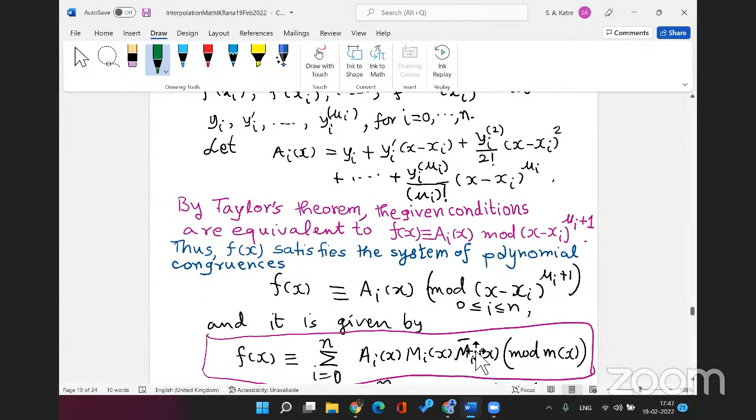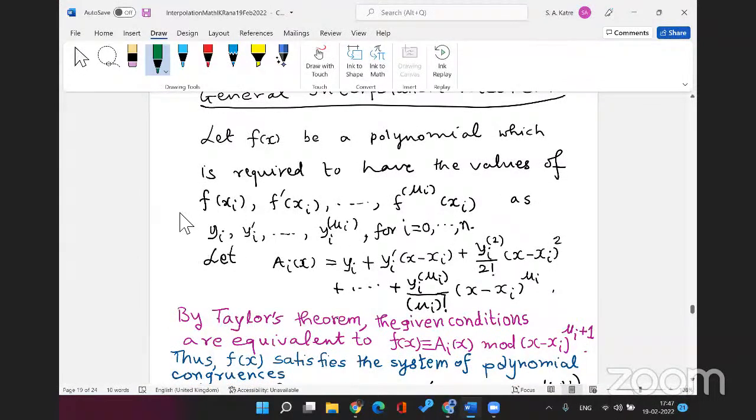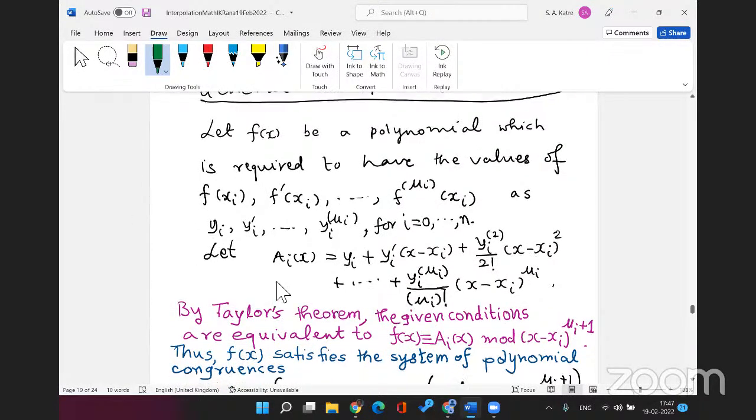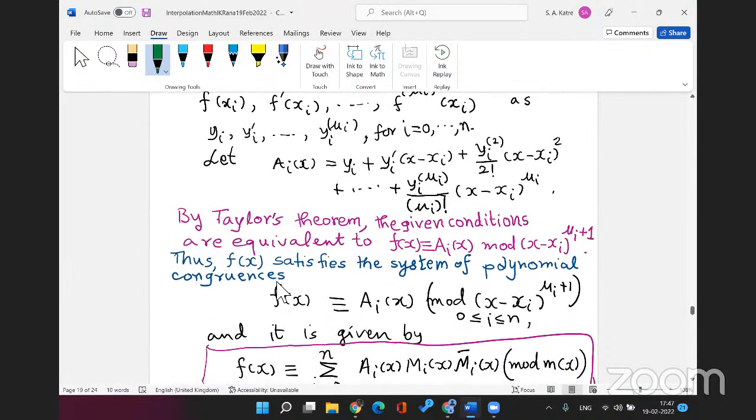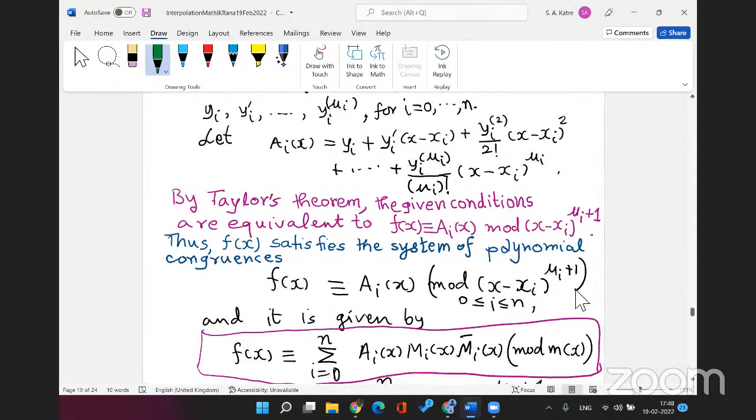So f(x) satisfies all these conditions. The interesting thing is that all these mu_i plus 1 conditions are being written in terms of a single condition using the congruence notation. We are saying that all these mu_i plus 1 conditions are equivalent to the single condition f(x) congruent to a_i(x) mod (x minus x_i) raised to mu_i plus 1. This is an interesting part of it, that you are writing it in the congruence notation.